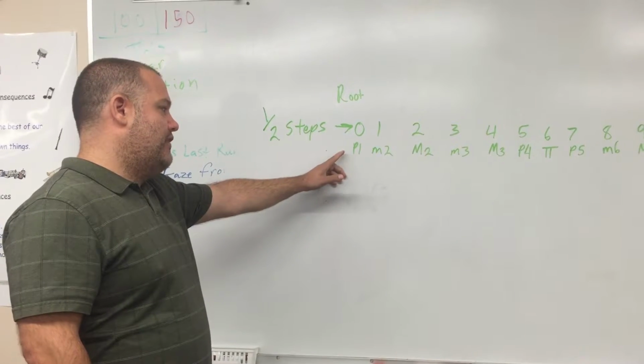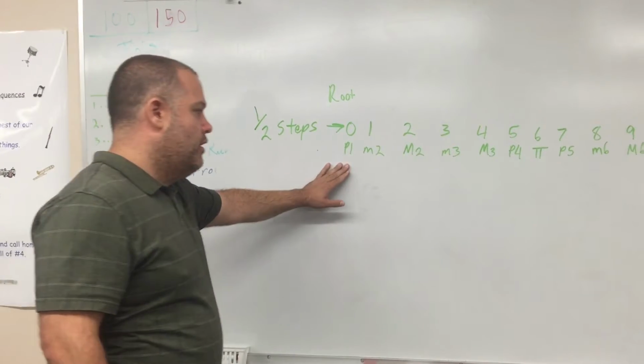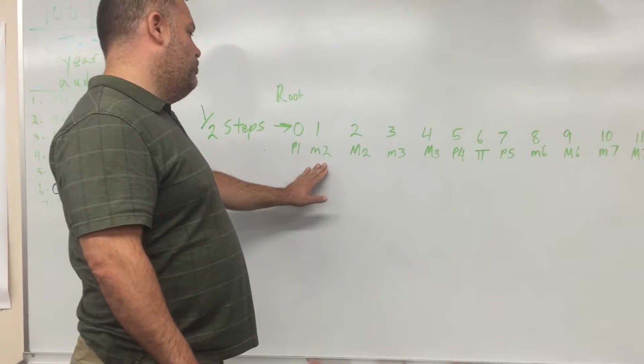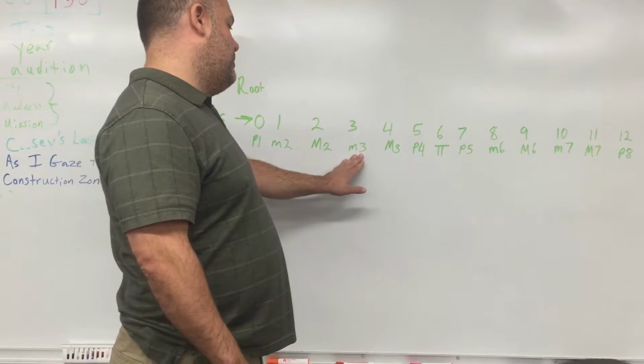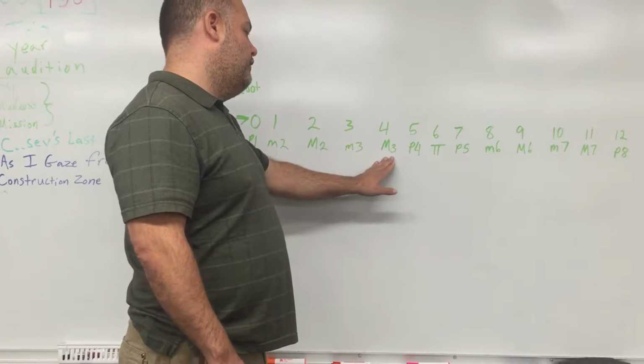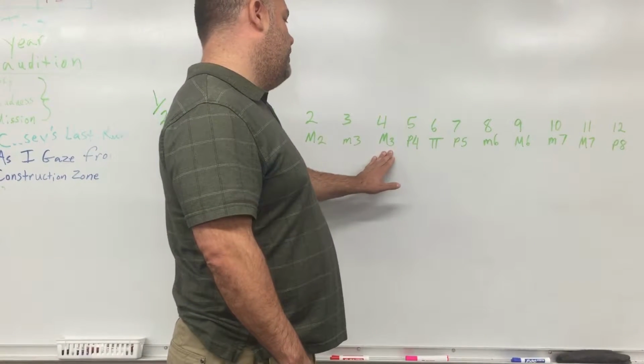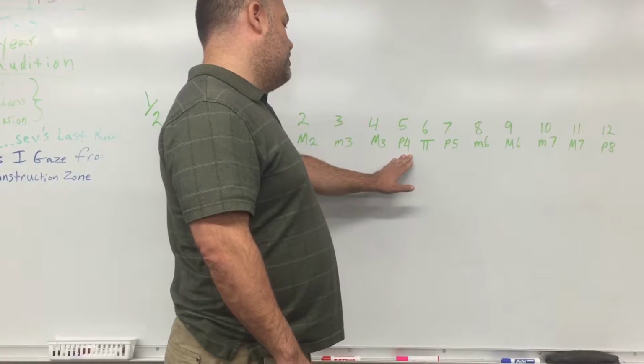So if there are 0 half steps, it's a perfect 1. If it's 1 half step, it's a minor 2. 2 half steps, it's a major 2. 3 half steps, it's a minor 3. 4 half steps, it's a major 3. 5 half steps, it's a perfect 4th.